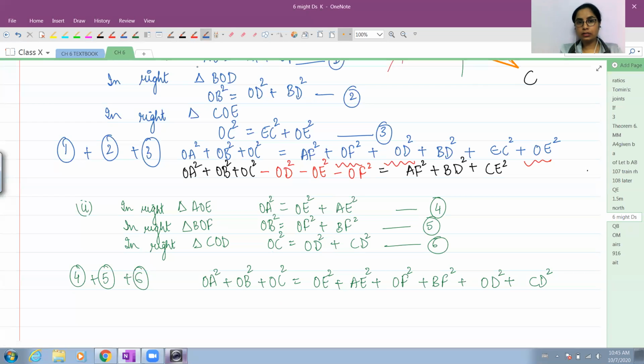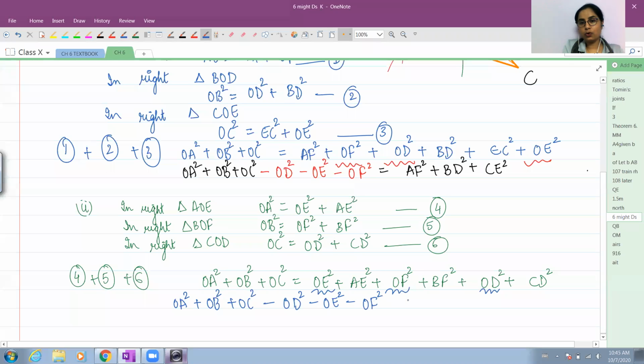What did we do after this? Addition के बाद next step क्या था? Transpose these three values from right hand side to the left hand side. So you will have OA square plus OB square plus OC square minus OD square minus OE square minus OF square equals AE square plus BF square plus CD square.